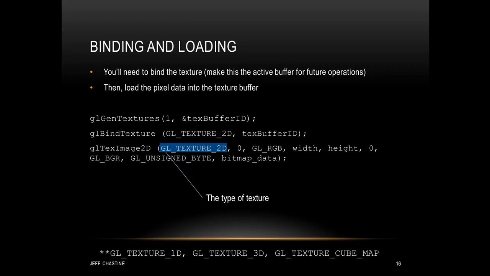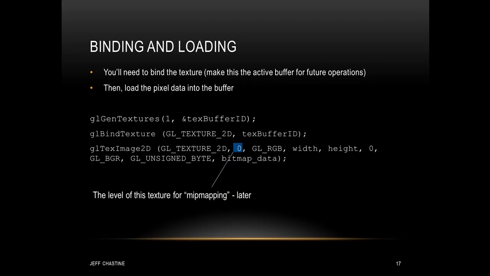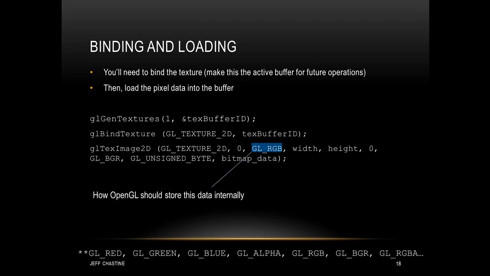Now the first parameter, at least for this class, you can assume is always going to be GL texture 2D. We could have also passed it something like GL texture 3D if we had that kind of data. The second parameter is at what level of MIP mapping this texture is going to be used for. And we'll talk about MIP mapping a little bit later. For now, you can assume that this is always going to be zero. The third thing that we pass is how internally OpenGL should store this data. So there's a lot of different options here that I'm not going to get into, but you can see a couple of examples down at the bottom of the screen.